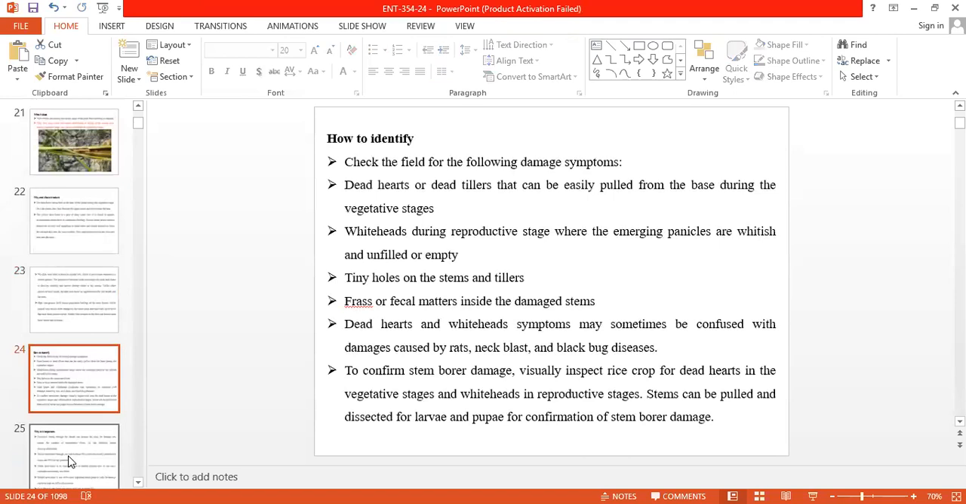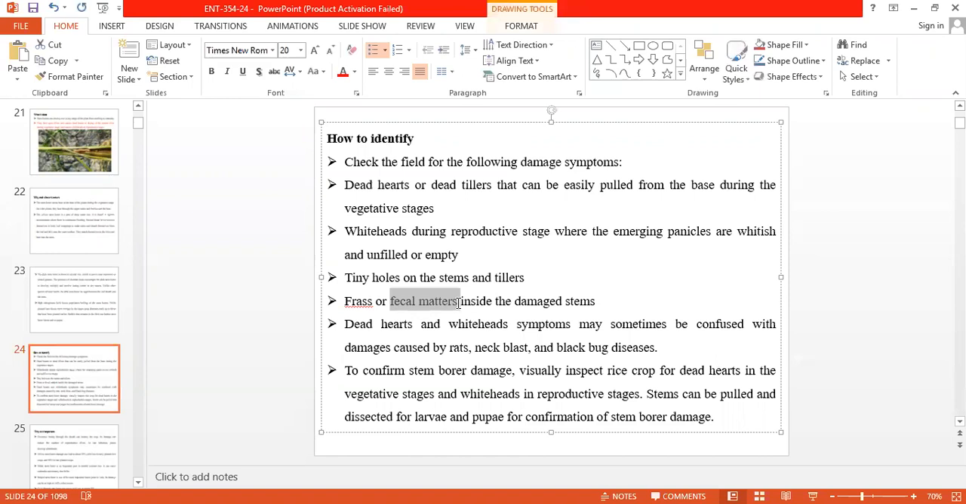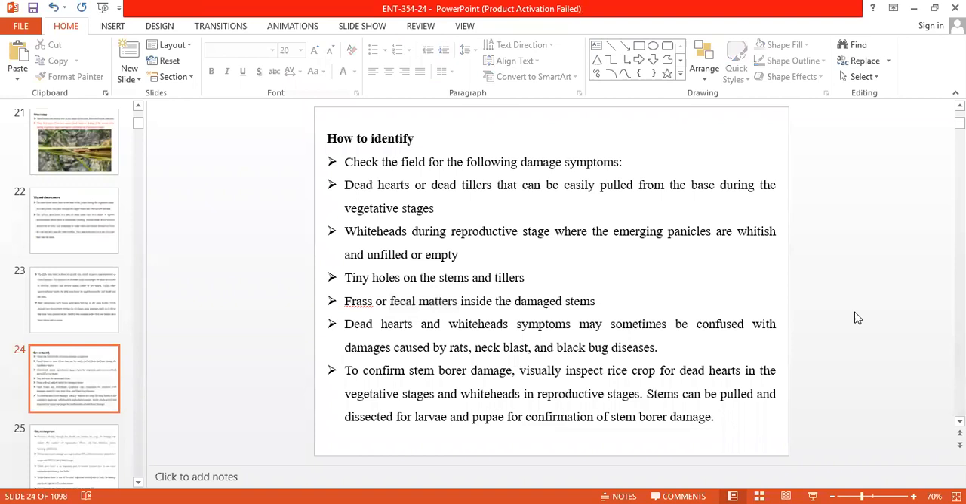How to identify the infestation of that pest in field conditions? Check the field regularly. Dead hearts or dead tillers should be pulled out and the infested portion of the stem checked for any larval stage of the pest. White heads or white ears are also seen in the reproductive stage or panicle formation stage. Tiny holes are also seen on the stem as well as tillers. Frass or fecal matter means the excreta of the larva inside the damaged stem. So dead heart, white ear, and fecal matter are the major signs of infestation of yellow stem borer.